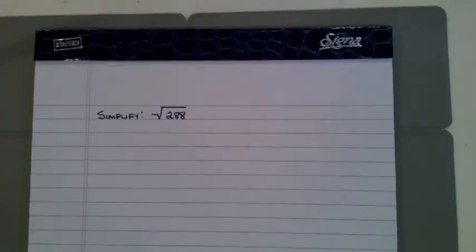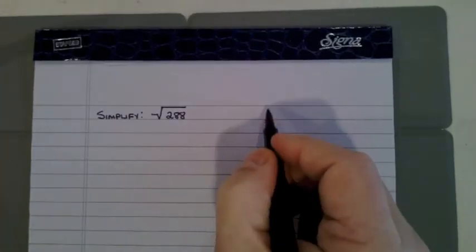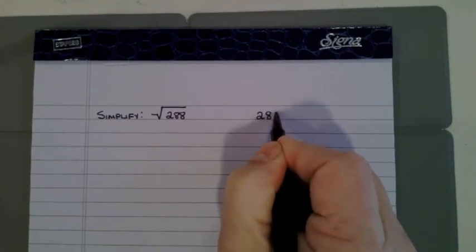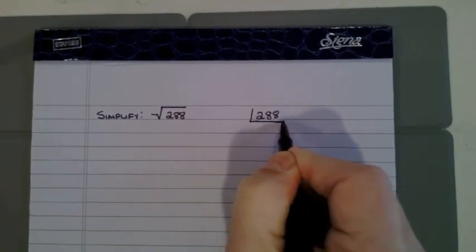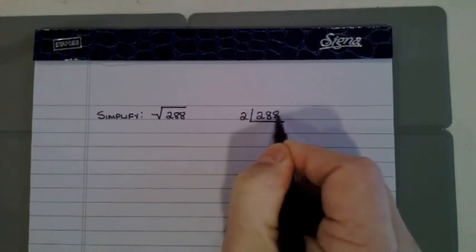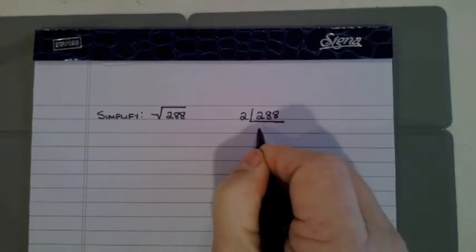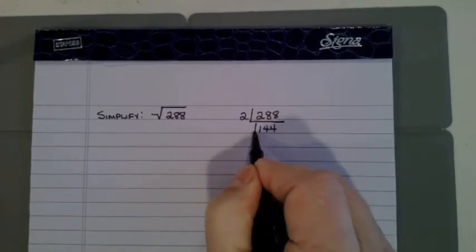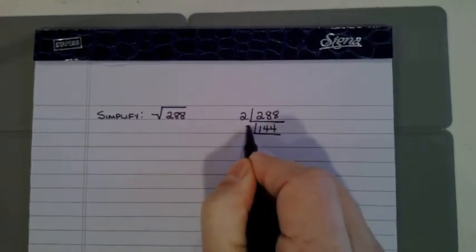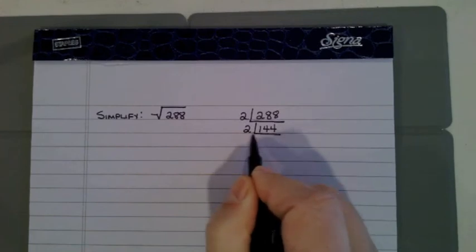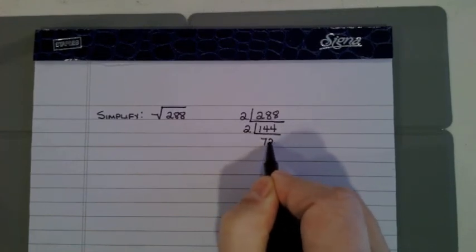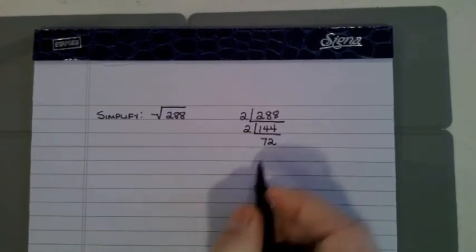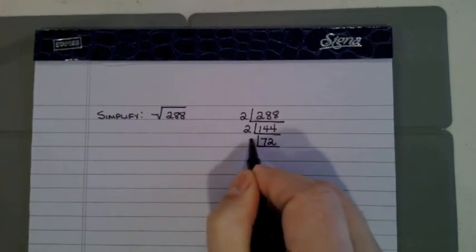The square root of 288. I don't know what the square root of 288 is, so I'm going to use upside down division. 288 divided by 2, 144. I keep dividing by 2 because I'm using prime numbers. 144 divided by 2 is 72. I continue to use 2 until I can't use 2 anymore.